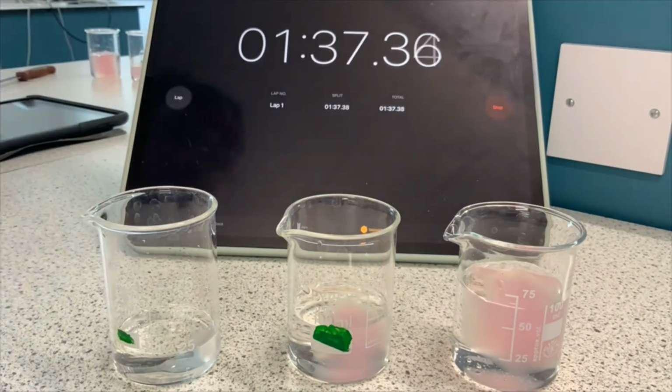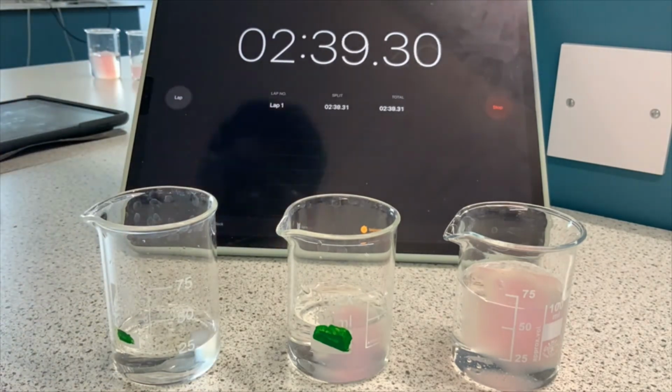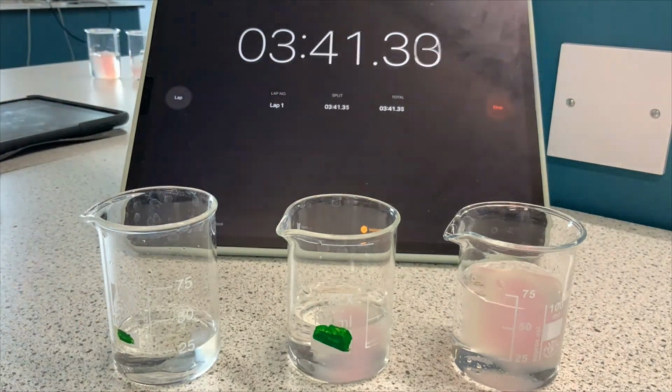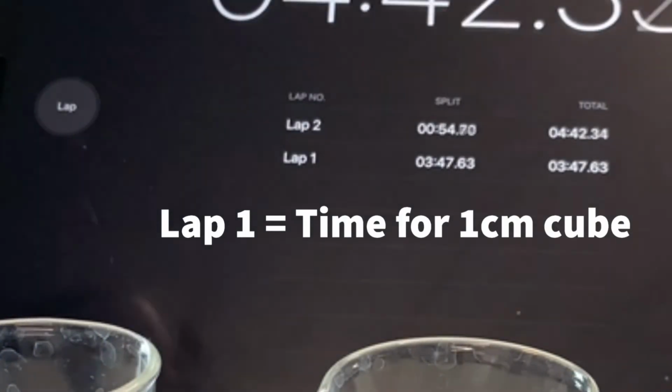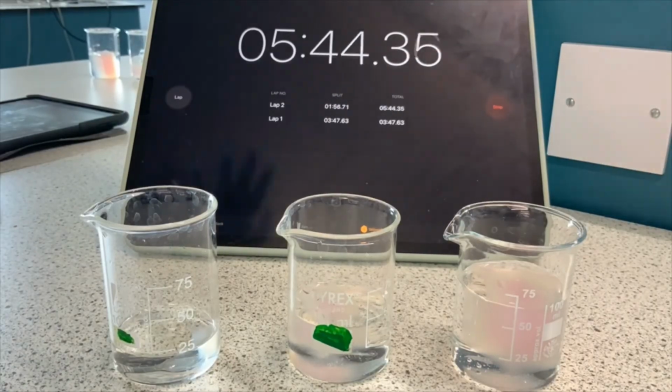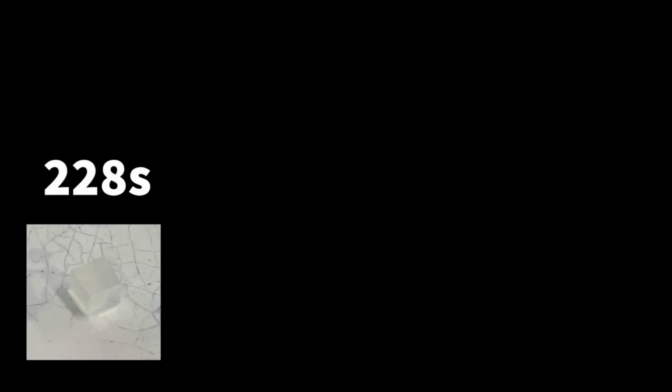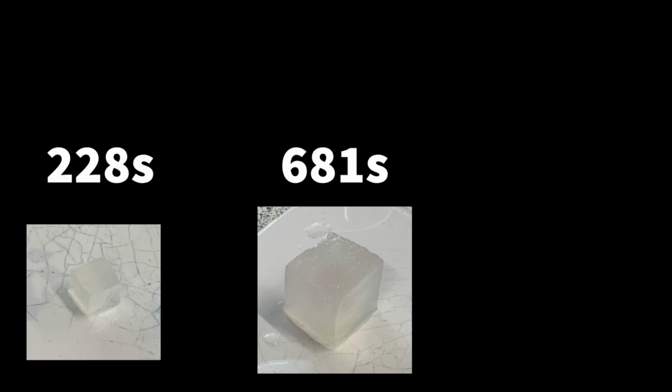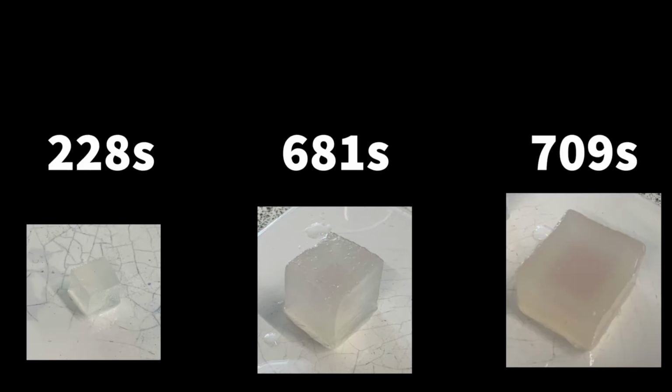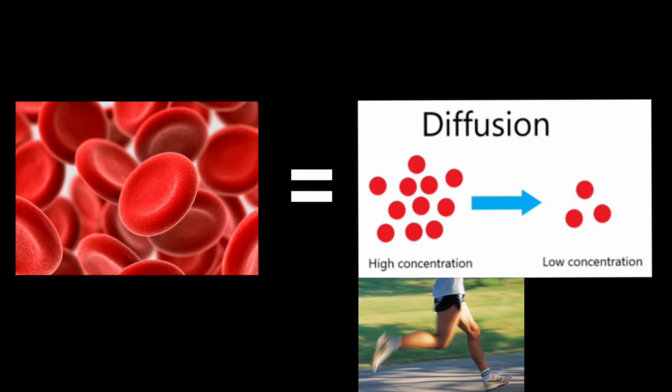They were then placed in individual beakers and covered with hydrochloric acid. A timer was then started to see how long each cube would take to lose its color. It took 228 seconds for the 1 centimeter cube, an estimated 681 seconds for the 2 centimeter cube, and an estimated 709 seconds for the 3 centimeter cube. So one can tell that surface area to volume ratio speeds up the rate of diffusion.